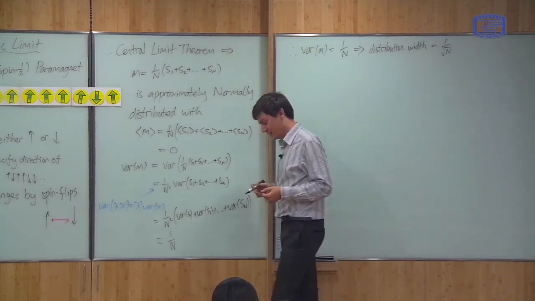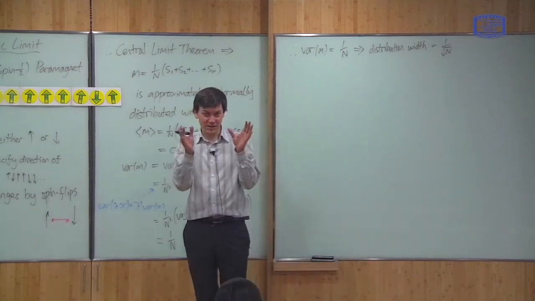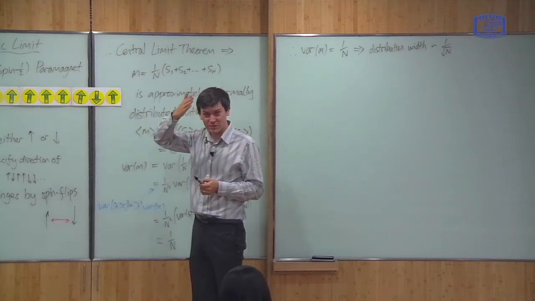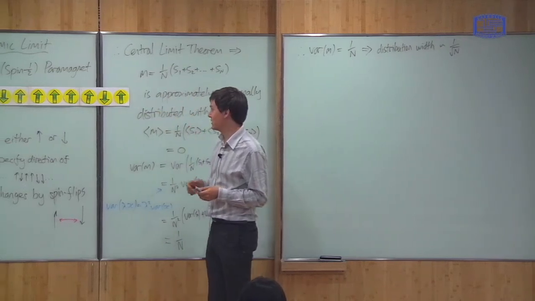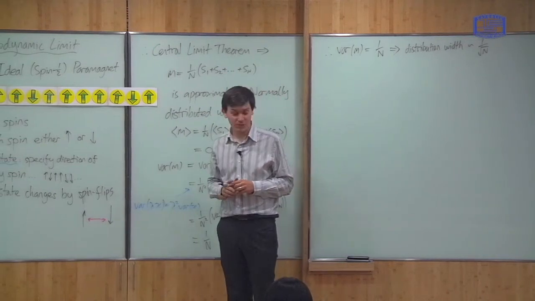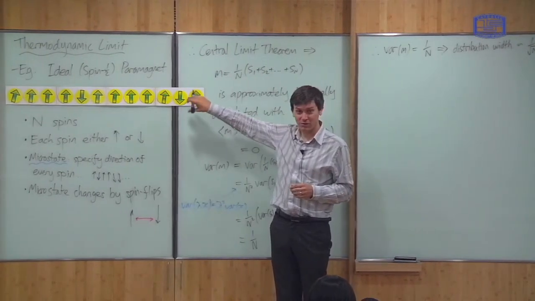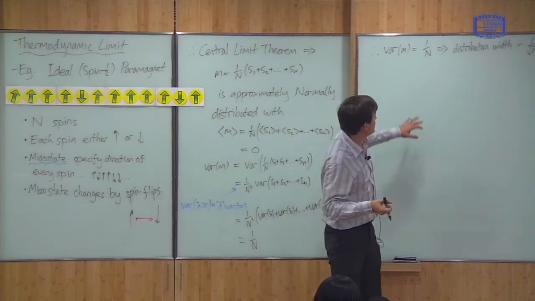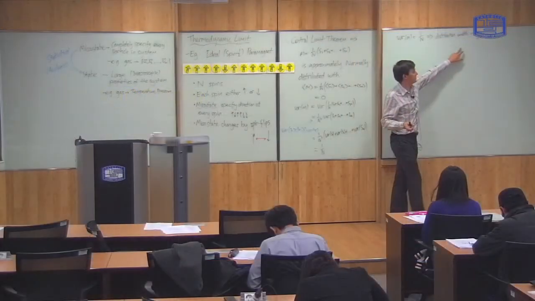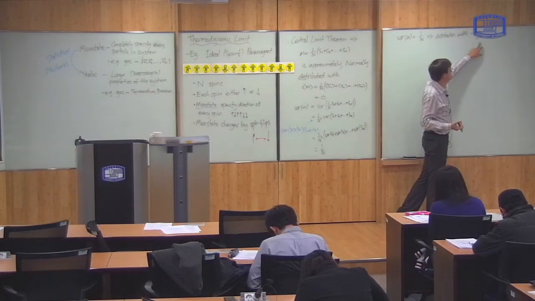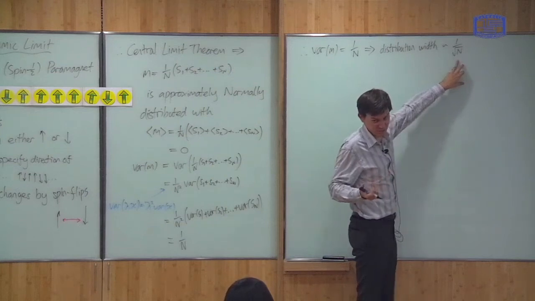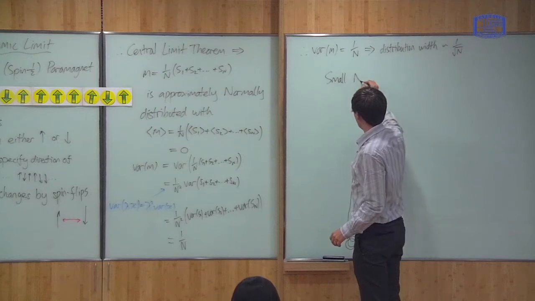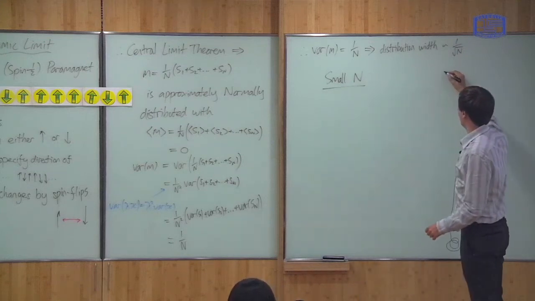Okay, so I want to compare two situations. Firstly, if n is a small number, so there's only a small number of spins here, then m can only have a small set of values, and each of these values has a significant probability. On the other hand, if n is a very large number, so there are lots of spins, then I can use the central limit theorem, and then m is normally distributed and has decreasing width. So as I increase the number of spins, I decrease the width of the distribution. So let's compare the two cases, when n is small and when n is large.